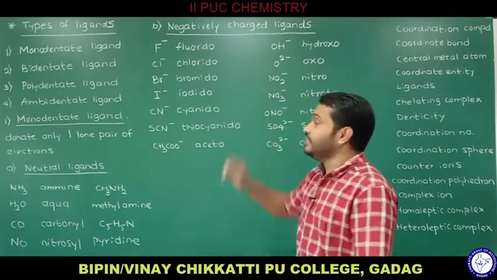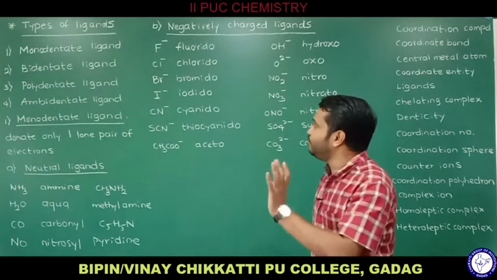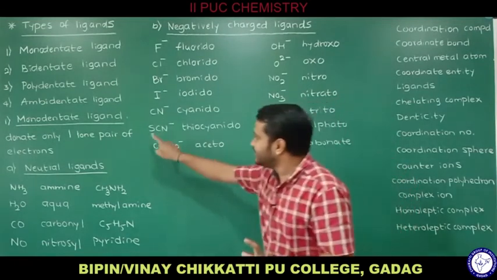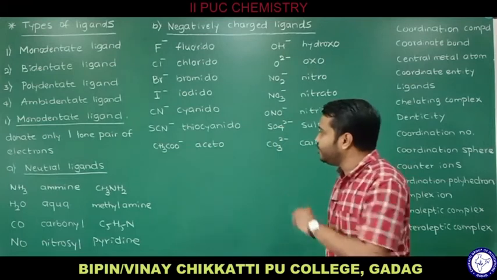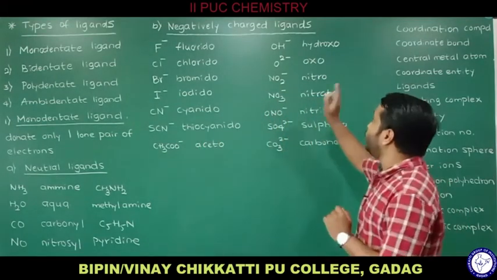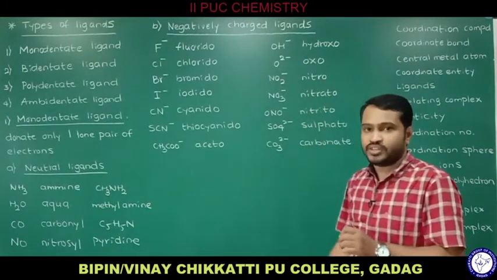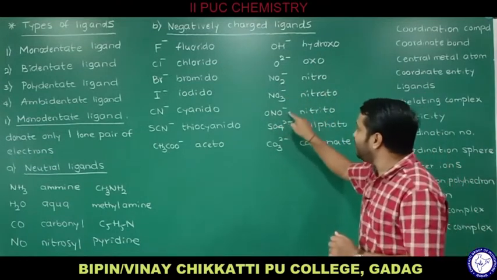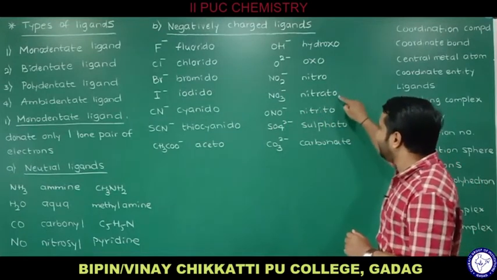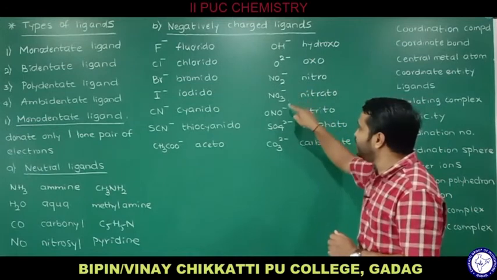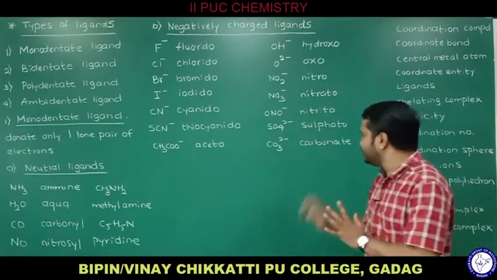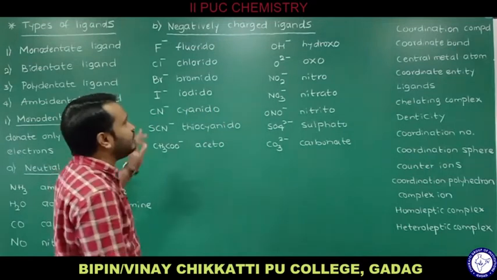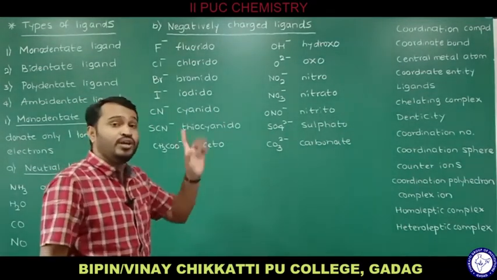See here, F minus fluorido, Cl minus chlorido, Br minus bromido, I minus iodido, CN minus cyanido, SCN minus, yes, sulfur we have, thiocyanido, CH3COO minus aceto, OH minus hydroxo, O2 minus oxo, NO2 minus nitro, NO3 minus nitrato, ONO minus nitrito. So don't get confused: nitro, nitrato, nitrito are NO2 minus, NO3 minus, ONO minus. SO4 2 minus sulfato, CO3 2 minus carbonato. In all these symbols I have mentioned minus, that is nothing but negatively charged ligands, and they are going to donate one lone pair of electrons.